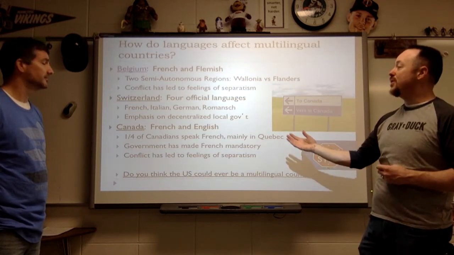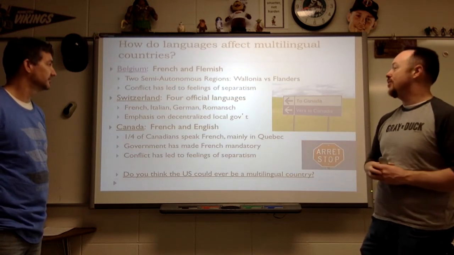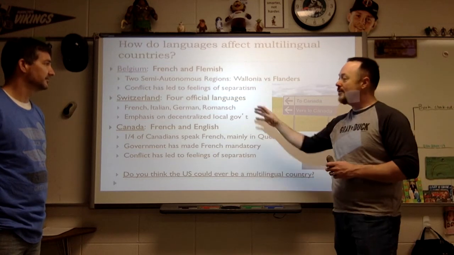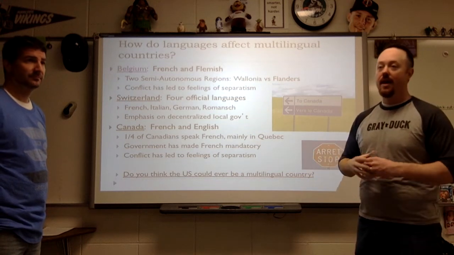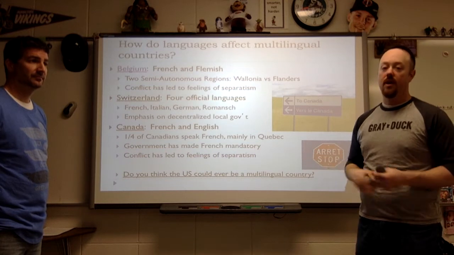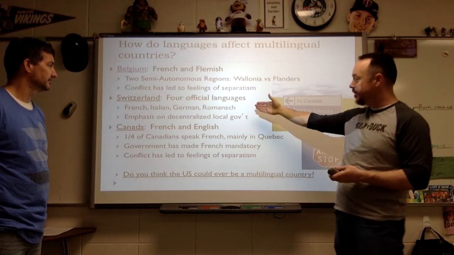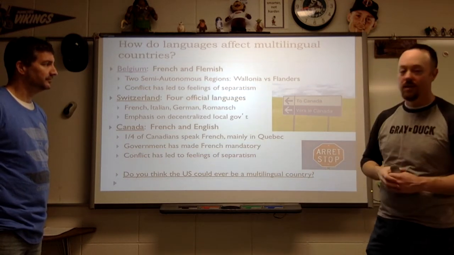Switzerland has 4 official languages: French, Italian, German, and Romansh. And again, that creates a decentralized government. They have emphasized more local government over a centralized government, largely because of the language differences within their country itself.